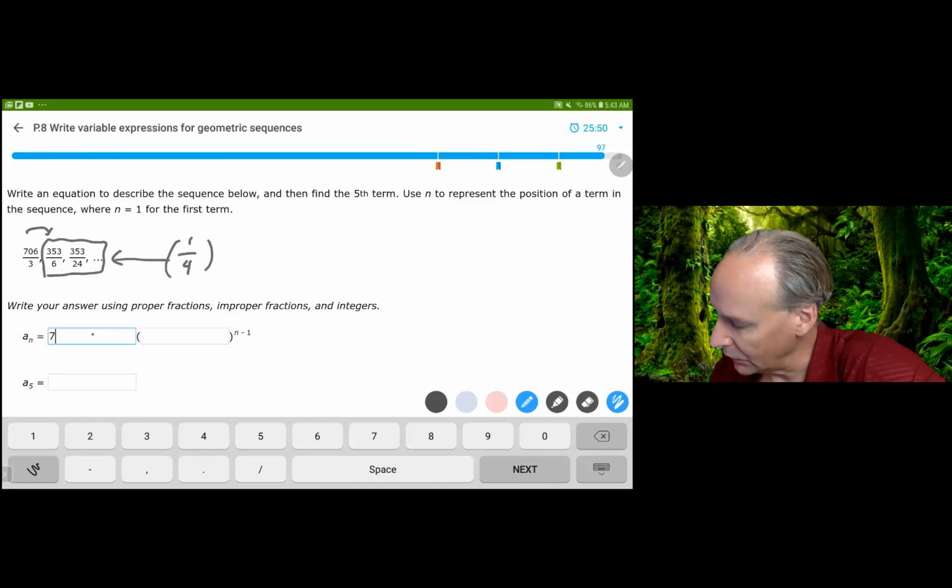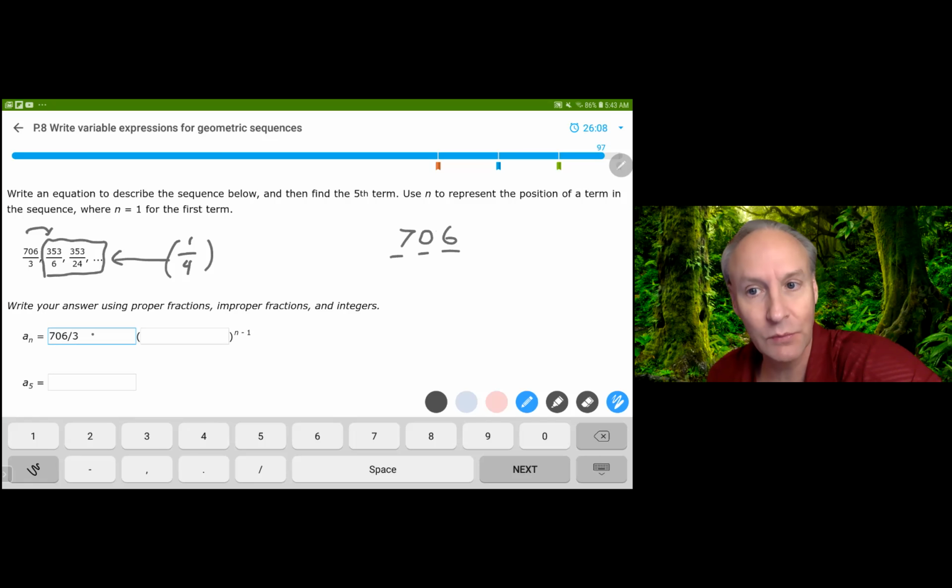How do I know that 3 doesn't go into 706? Well, you could grab your calculator and divide it, or you could add the digits. By digits, I mean the actual numbers that appear here, here, and here. If you add 7 plus 0 plus 6, you get 13. And 3 does go into 13 4 times with a 1 remainder. So if I divide 3 into 706, I also get a 1 remainder.